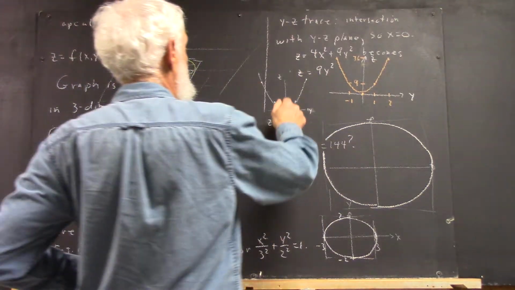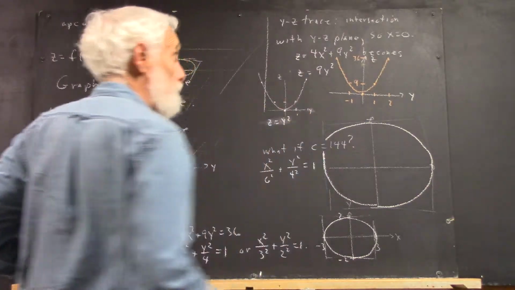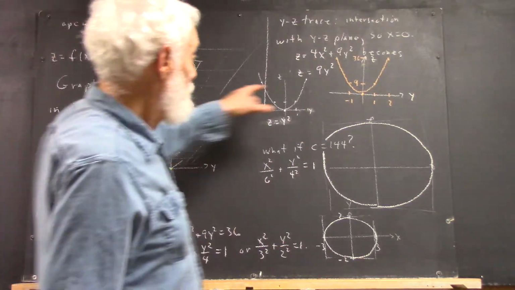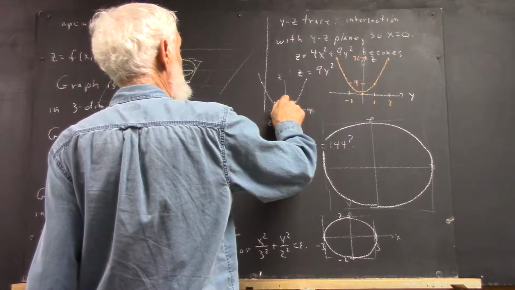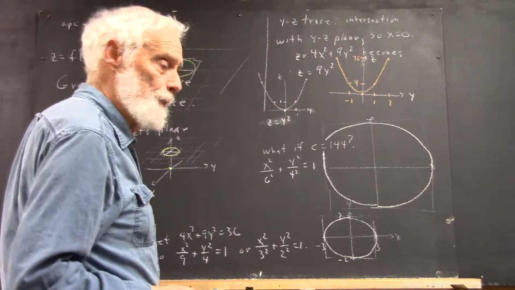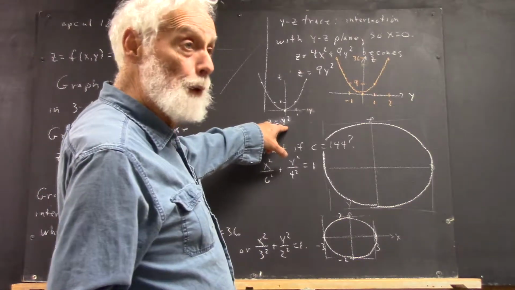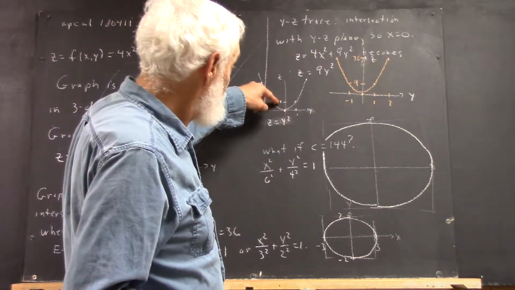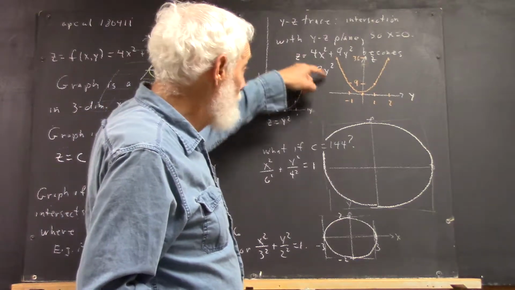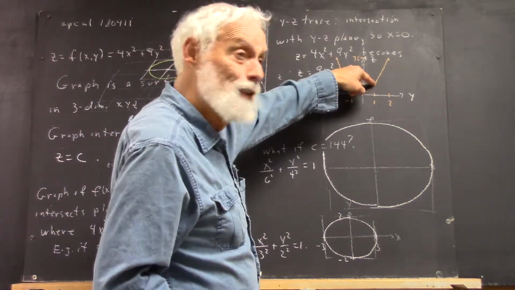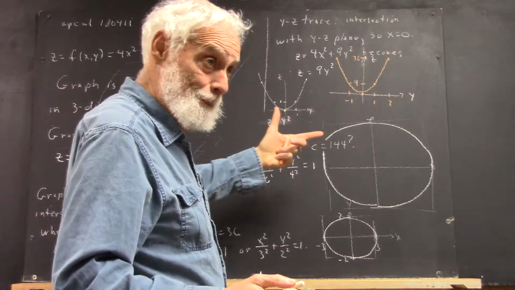So that would be our graph. That looks just like this one, but of course I've got a different z scale. This is if z equals 1, right? I'm sorry, if it's z equals y squared, then z is 1 at this point, okay? Now, if it's 9y squared, then z is 9 at this point, okay?